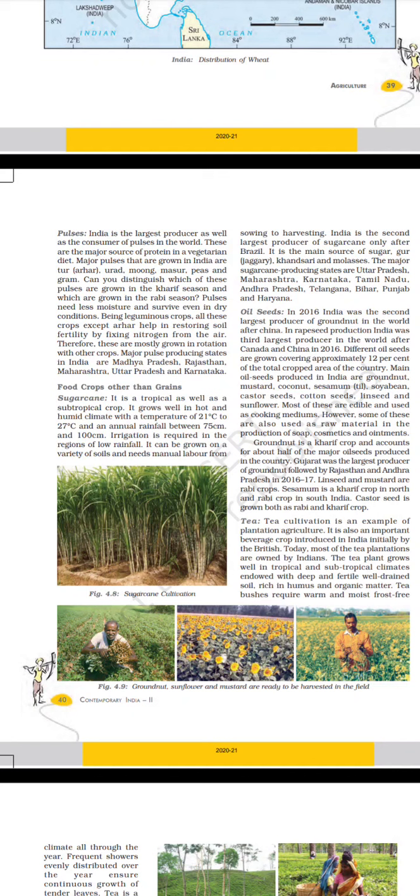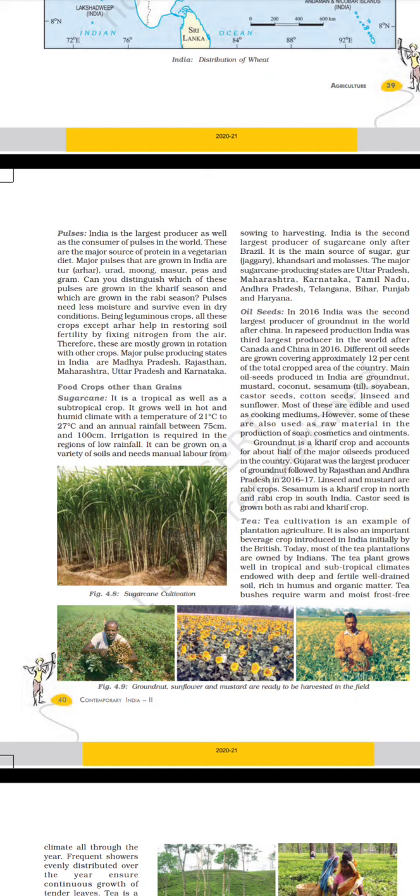Being leguminous crops, all these crops except arhar help in restoring soil fertility by fixing nitrogen from the air. Therefore, these are mostly grown in rotation with other crops. Major pulse producing states in India are Madhya Pradesh, Rajasthan, Maharashtra, Uttar Pradesh and Karnataka.